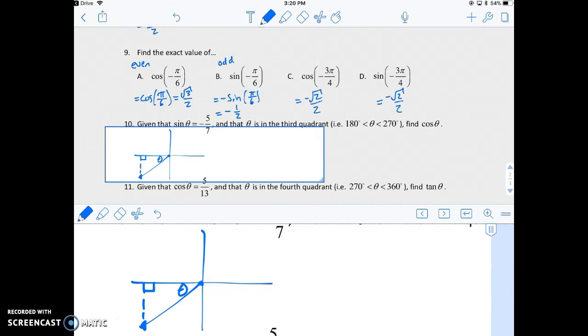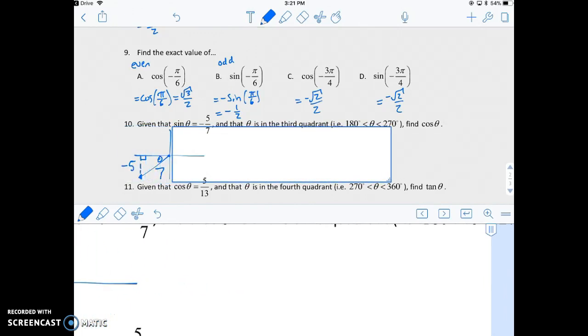We know that sine is opposite over hypotenuse, so our opposite side is going to be a negative 5, because it's in a negative y direction. Our hypotenuse is always going to be positive. Noticing that this is in quadrant 3, our x value is also going to be a negative answer. And we can find that with the Pythagorean theorem.